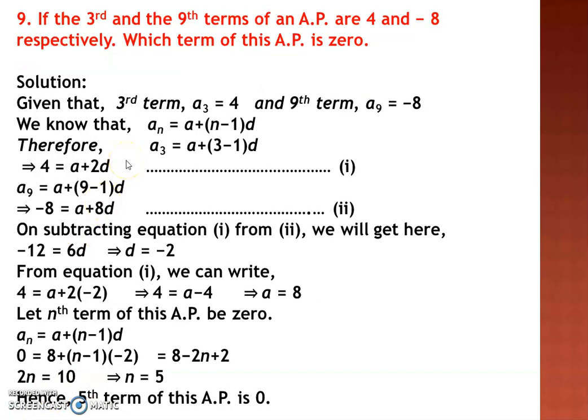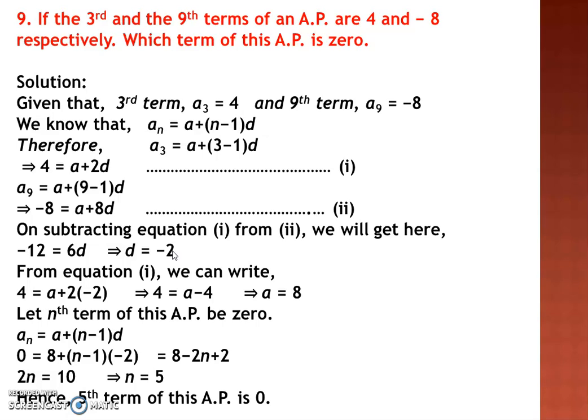If the third and 9th terms of an AP are 4 and minus 8 respectively, which term of this AP is 0? So two terms are given to you. You can form two equations with the help of that. A3 is given as 4 and A9 is given as minus 8. So with that you will form two equations. That is 4 is A plus 2D, that is equation 1, and minus 8 is equal to A plus 8D, that is equation 2. Then solving these two equations, you can get the value of D, that is minus 2 after solving. And substitute this in any one of the equations to get A value.